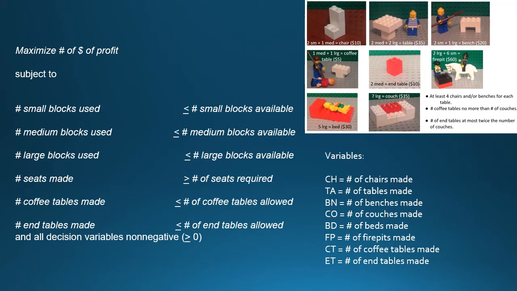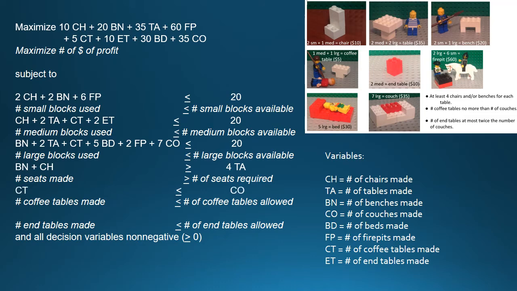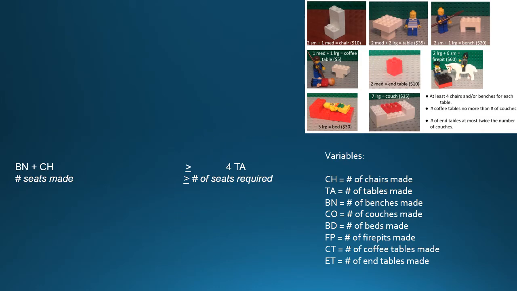The mathematics behind this is not going to be too tough. We can stick it in. Every time we make a chair, we make $10 profit. Every time we make a bench, we make $20 profit, and so on. And we have the constraints that say we can't use more than 20 small, or medium, or large blocks. And then the constraints that are imposing the conditions that we have enough chairs and so on. Let me take a look at that one in particular, the chairs constraint. You can think of it this way: the number of seats that are made has to be greater than or equal to the number of seats that are required.